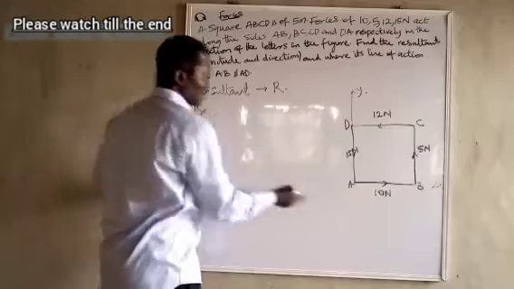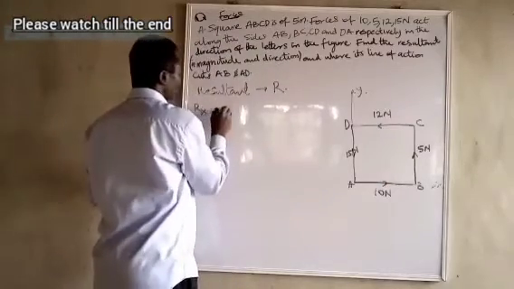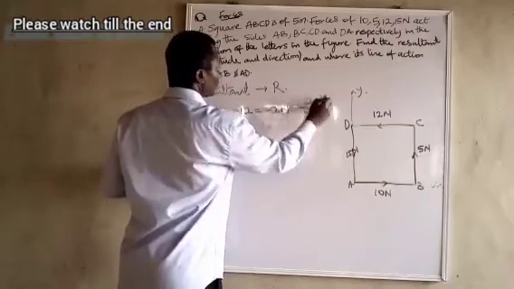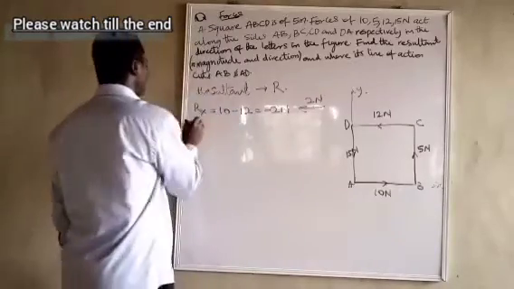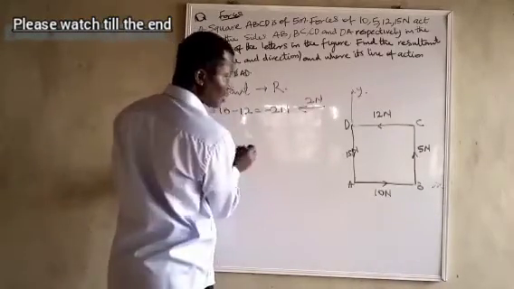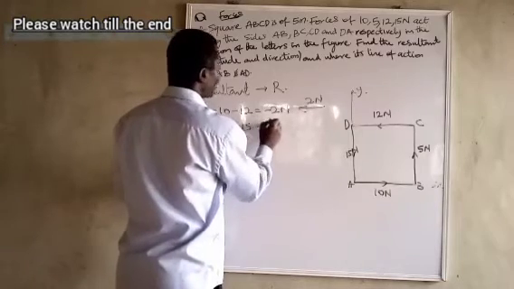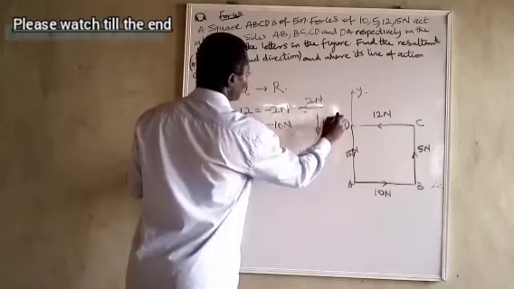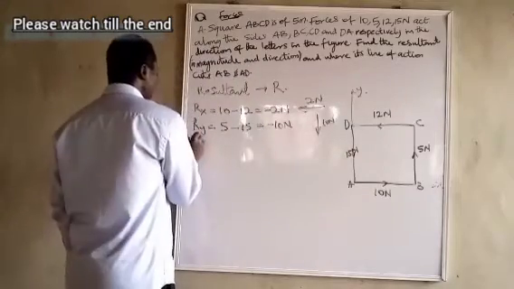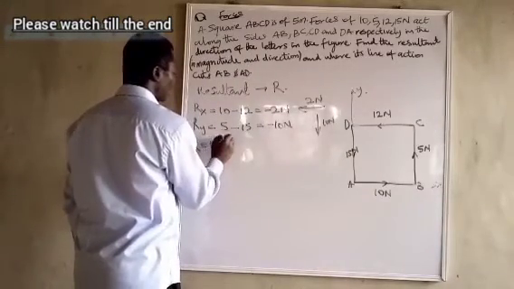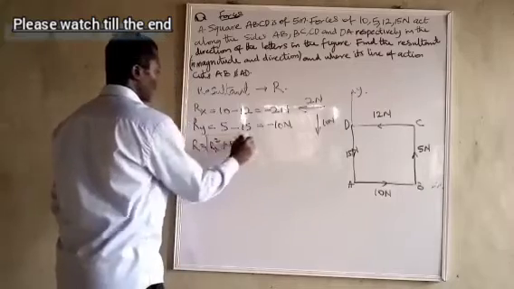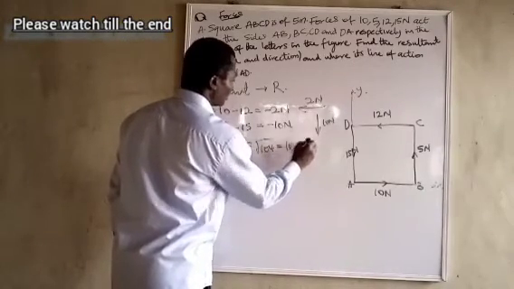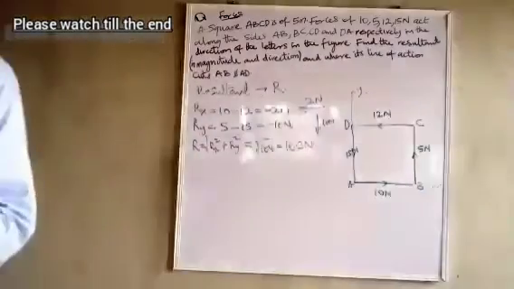Rx: we have 10 minus 12, which is minus 2 Newton. So it is 2 Newton towards the left. Now let's see Ry. It is 5 minus 15, and that is minus 10, which is 10 Newton downward. Now the resultant R is equal to the square root of Rx squared plus Ry squared, which is root 104, and that is 10.2 Newton, the resultant.